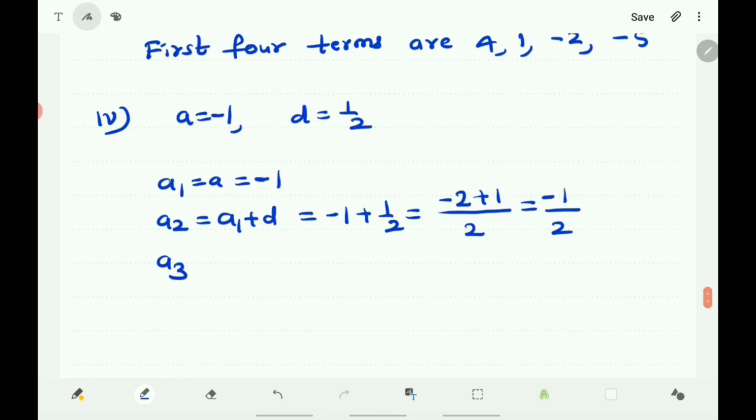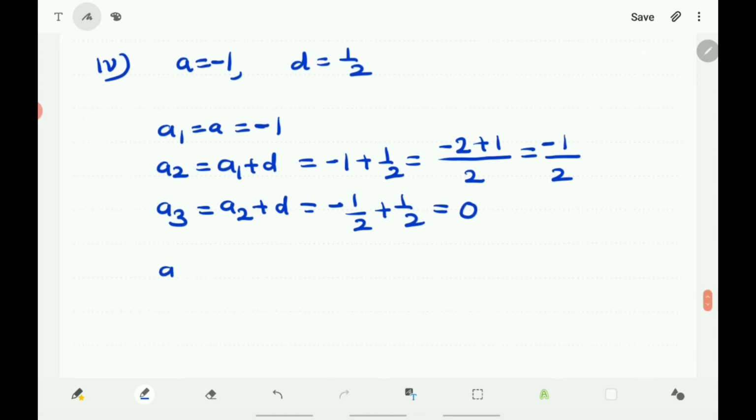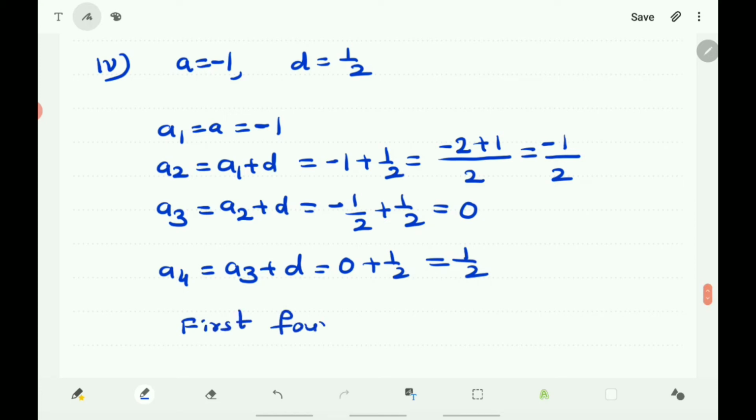Then A3 is equal to A2 plus D. A2 is minus 1 by 2 plus 1 by 2, minus half plus half is 0. A4 is A3 plus D, that is A3 is 0 plus half, that is half. So the first four terms are minus 1, minus half, 0, 1 by 2.